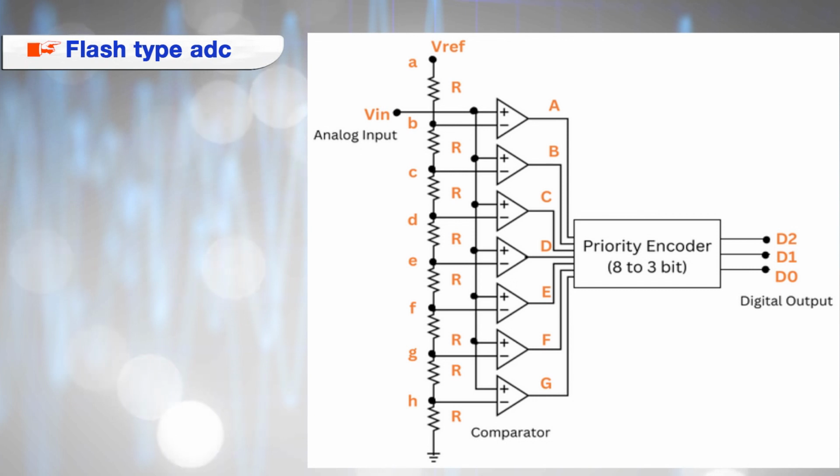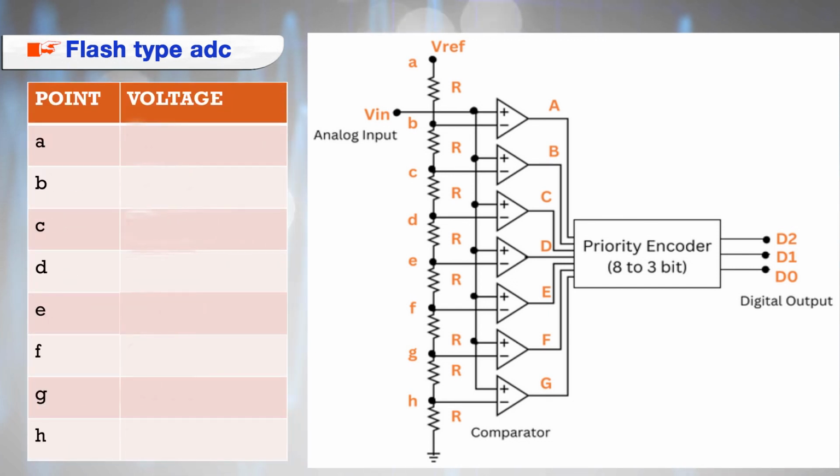Let us see the design of a 3-bit flash type ADC. Here we need 2 to the power 3 minus 1, that is 7 comparators, 2 to the power 3, that is 8 registers, and we need one priority encoder with 2 to the power 3 minus 1, that is 7 inputs and 3 outputs. Now let us see how it works.